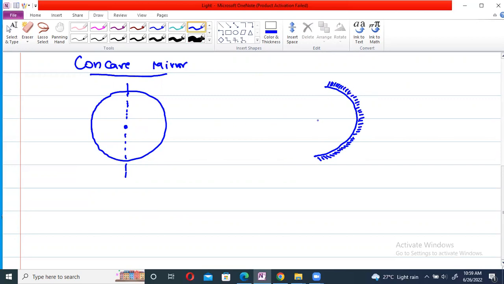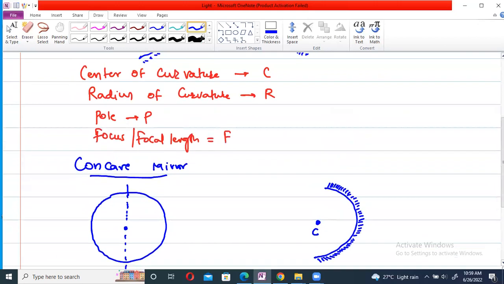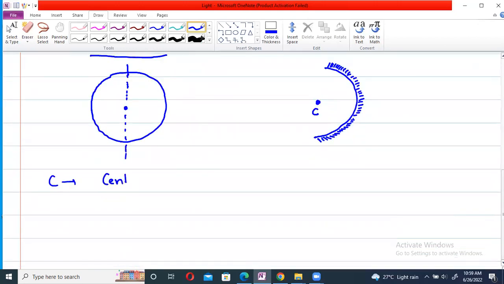This is the center of the circle, called C. Just now I informed you what C indicates: the center of curvature. Now this is a point P exactly at the center of this concave mirror, and this point P is called the pole.